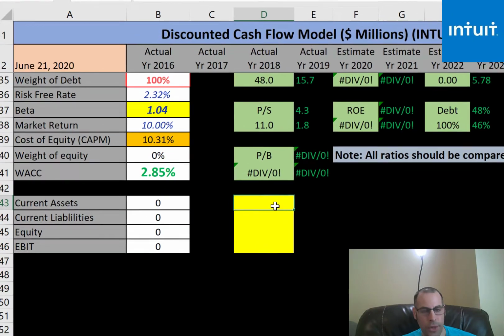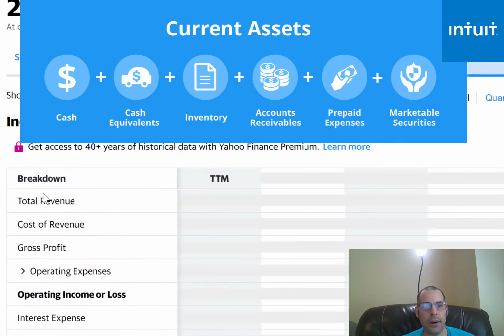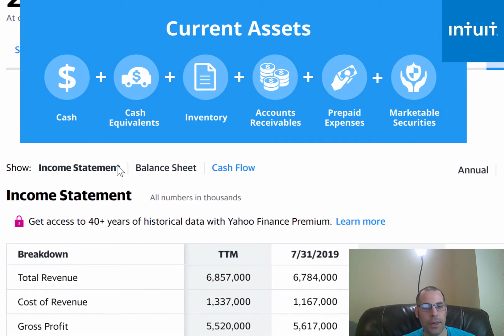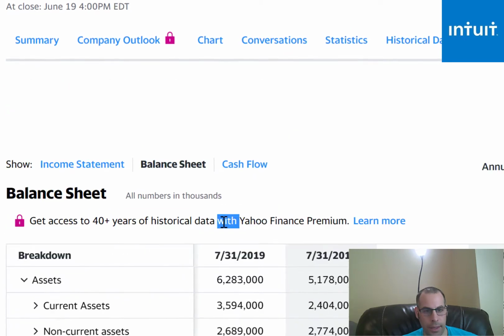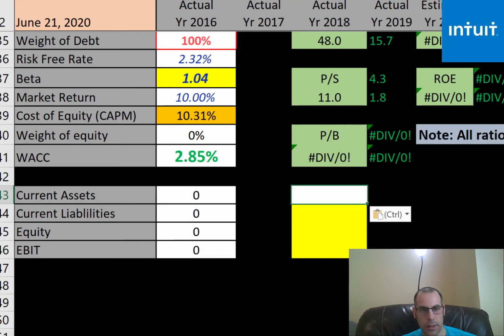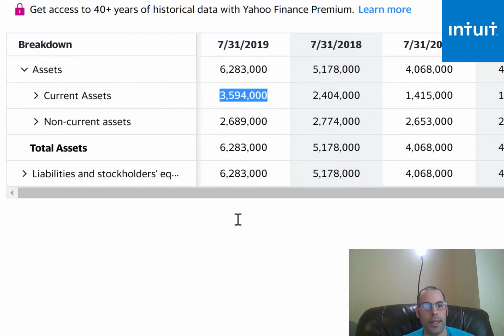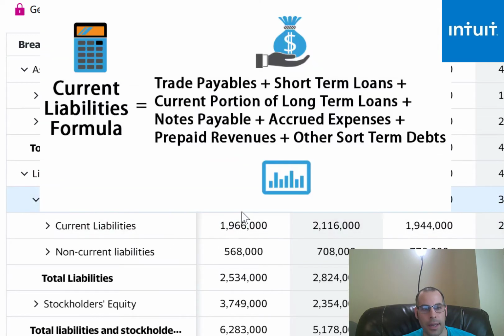Let's get some more information from the balance sheet. We'll get their current assets. Current assets are mainly cash, accounts receivables, and inventory. And that's $3.6 billion. And then the current liabilities. That's mainly accounts payable and current debt. And that's $1.9 billion.